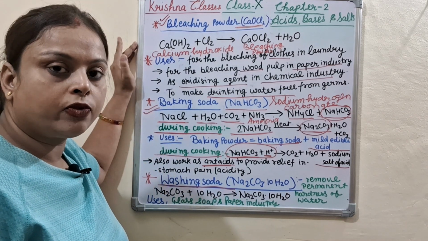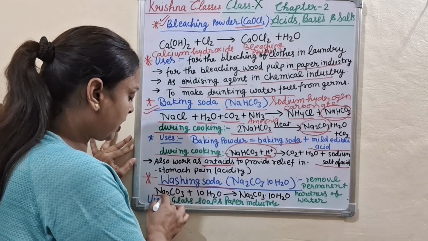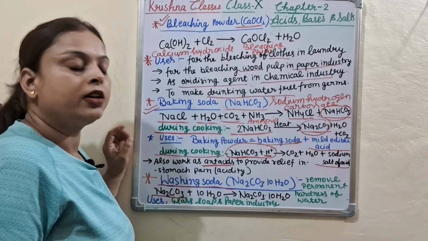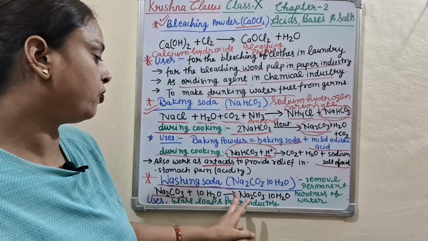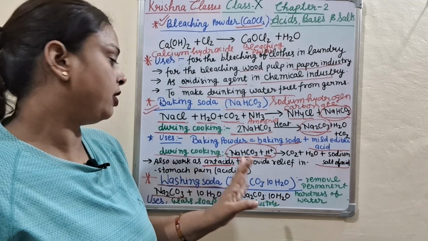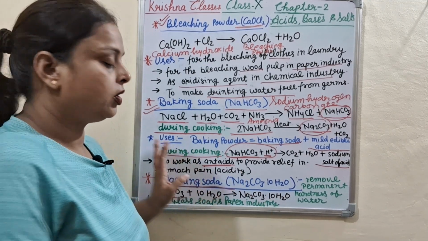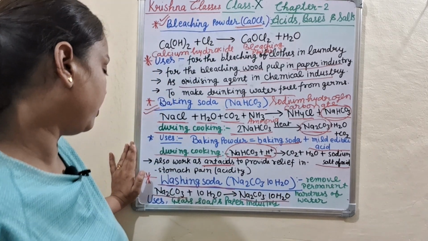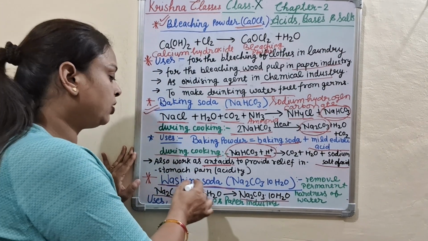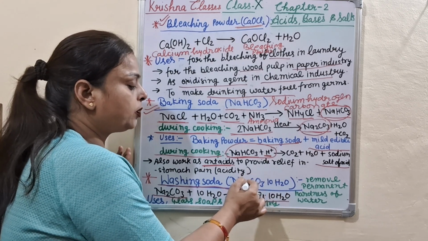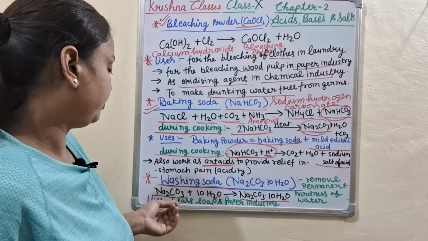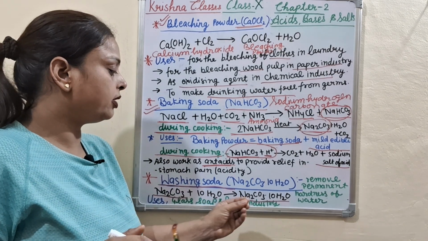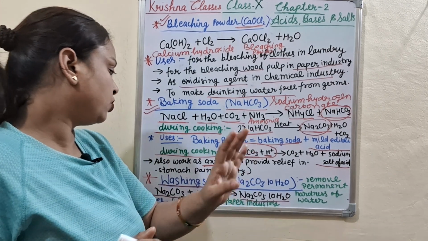How can we prepare washing soda? When sodium carbonate reacts with water, it forms washing soda. I repeat again, washing soda is the crystal form of sodium carbonate. When sodium carbonate reacts with water, then it forms the washing soda.